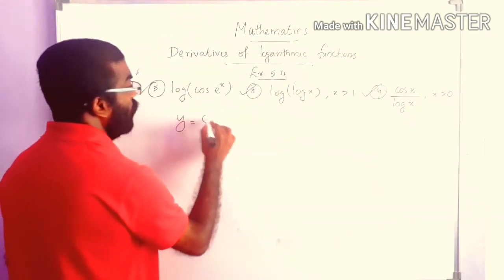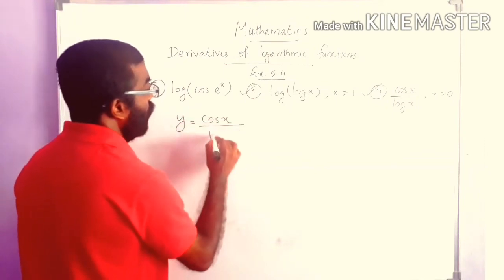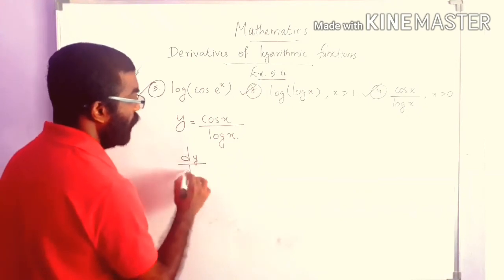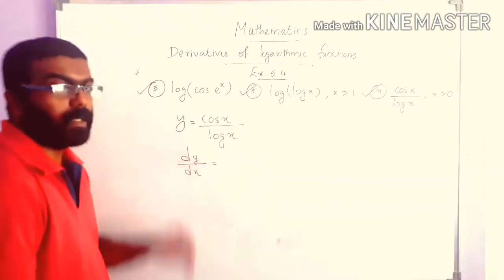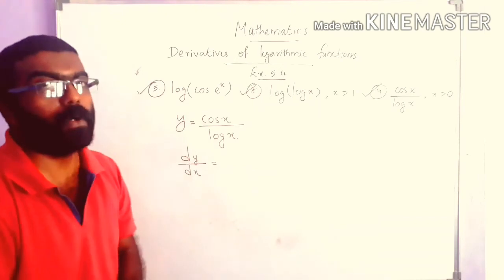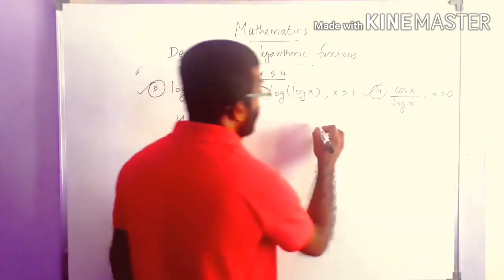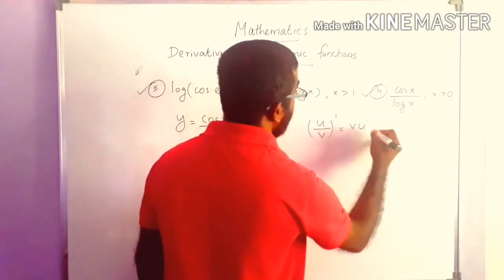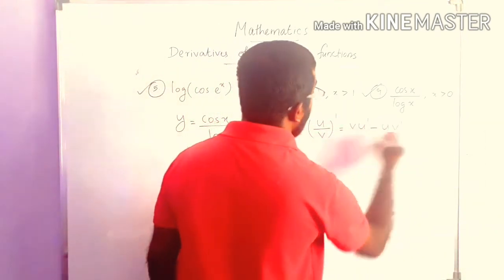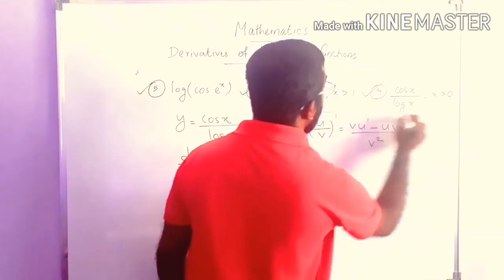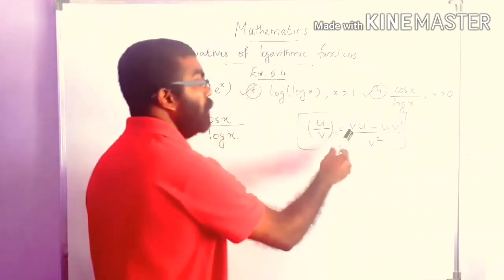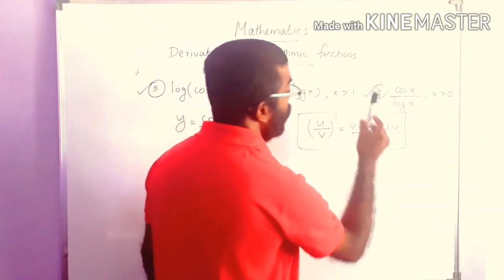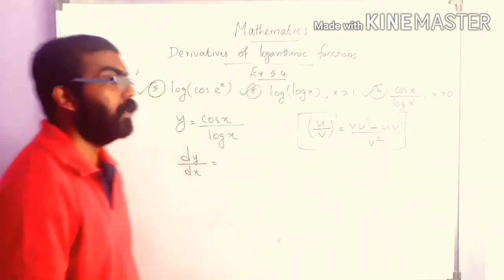So y is equal to cos x divided by log x, and we differentiate with respect to x, dy by dx is equal to, here the question is in u by v form, quotient form. So we must apply the quotient rule, u by v the whole dash is equal to v u dash minus u v dash divided by v square. That is denominator into derivative of numerator minus numerator into derivative of denominator divided by square of the denominator.